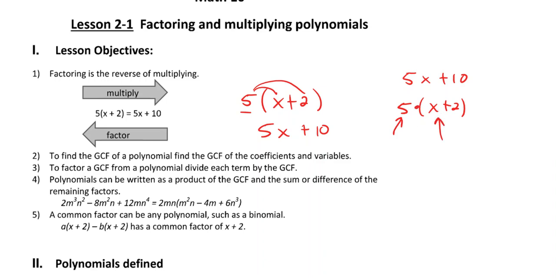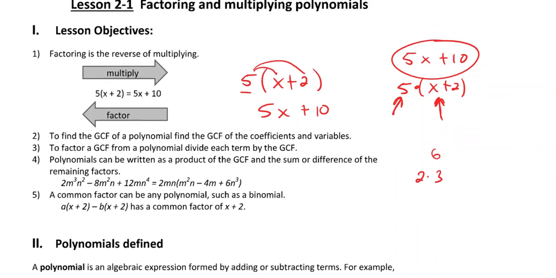Factors are things that are multiplied together. So the factors of 6 would be 2 and 3. 2 times 3 are the factors. With a polynomial, the factors are going to look different. It would be 5 and x plus 2. That kind of makes sense? So that's where we're headed.